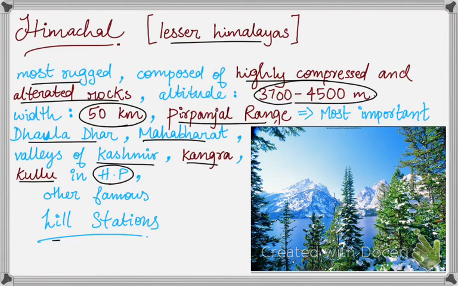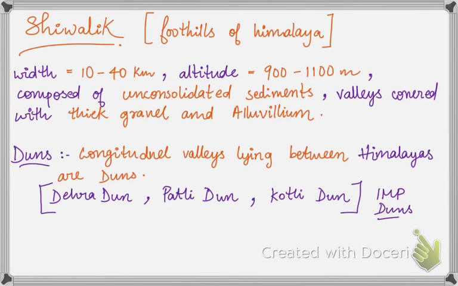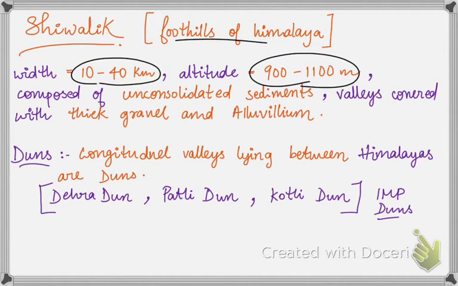The last classification is Shivalik. We call it foothills of Himalayas also. The width of these ranges and the mountains is 10 to 40 kilometers, and the altitude is about 900 to 1,100 meters. This Shivalik is composed of all the unconsolidated sediments brought by the rivers to the banks. Valleys here are covered with thick gravel and alluvium.